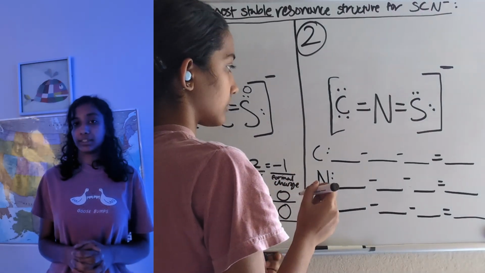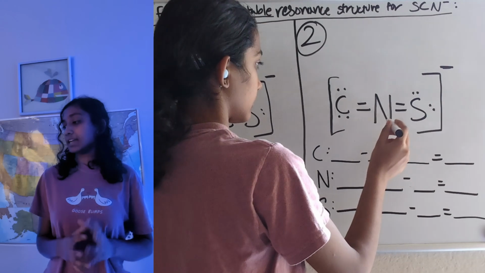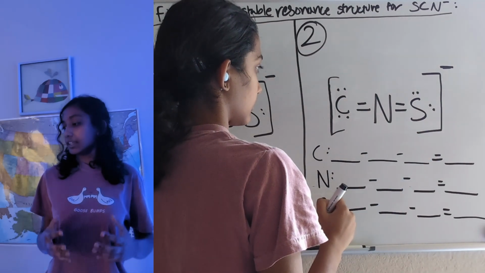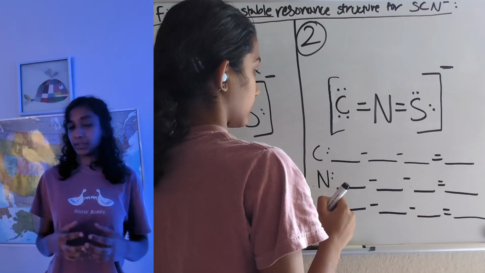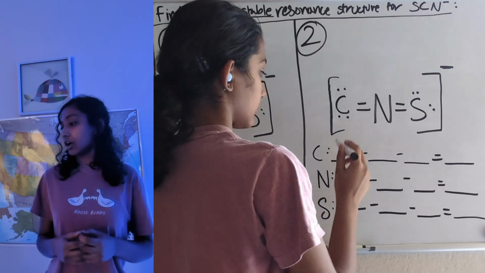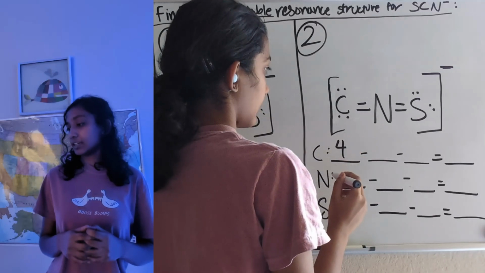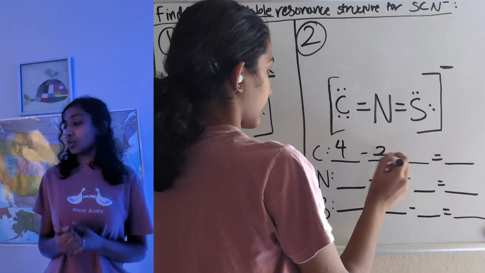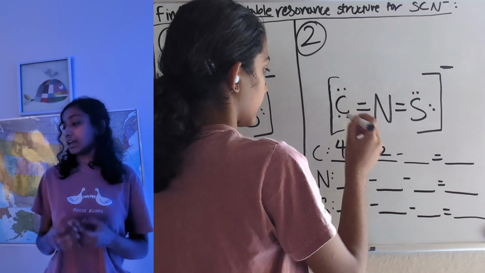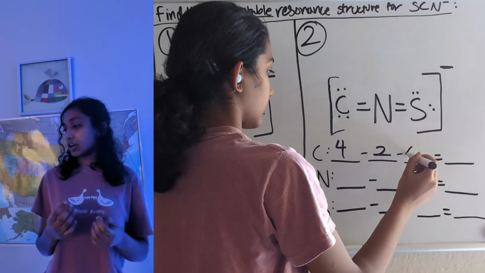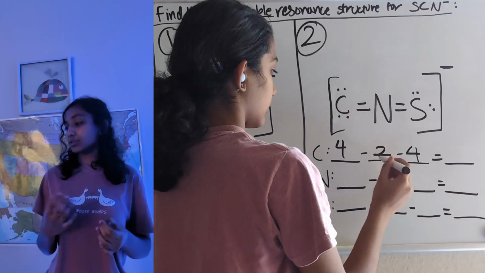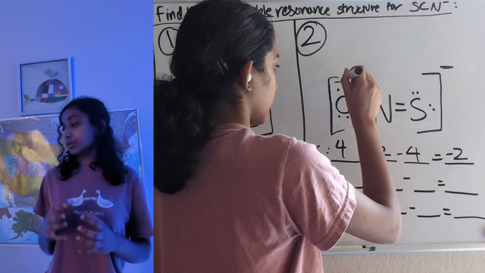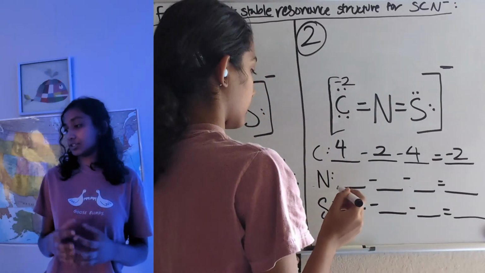Now, let's look at the other resonance structure. This one has nitrogen in the center, and carbon and sulfur bonded to it. Let's start with finding the formal charge for carbon. Like we said before, carbon has 4 valence electrons. In this one, there are 2 bonds attached to carbon, so we subtract 2 from 4. And there are 4 unbonded electrons on carbon, so we subtract 4 as well. 4 minus 2 minus 4 gives us -2, so carbon's formal charge is -2.